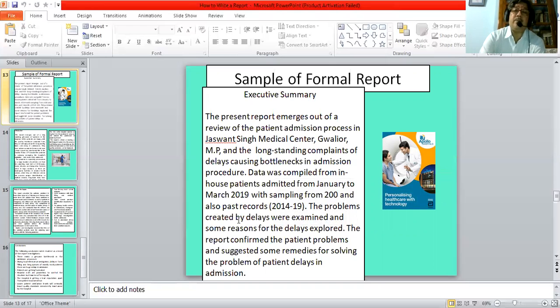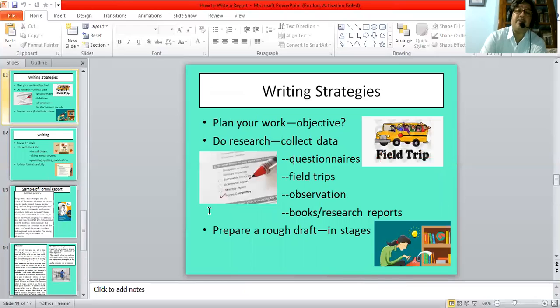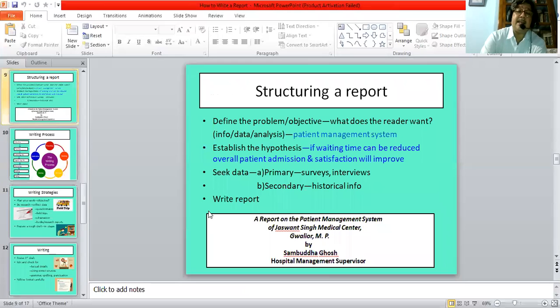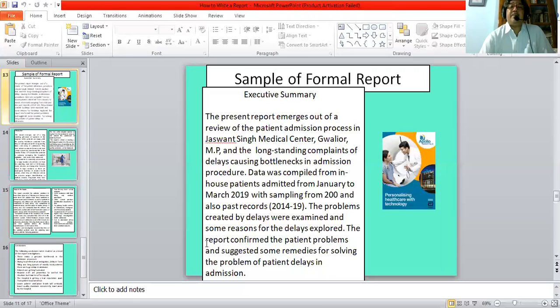Now, let me just go back and refer back to the title page of this sample report. Yes, this is the title of this report. It is a report on the patient management system of Jaswant Singh Medical Center. This is the name of the facility in Gwalior, MP, by Shambuddha Ghosh. He is the author of the report. He is a hospital management supervisor. Fine. So how does the report begin?